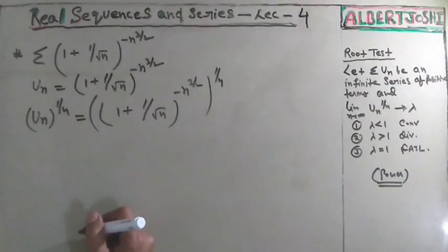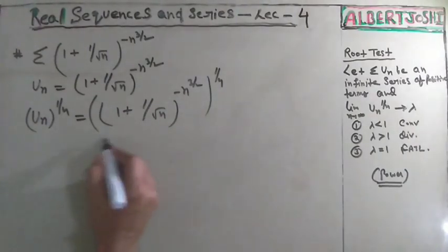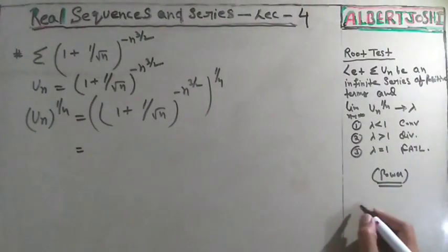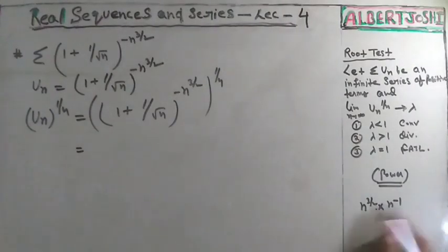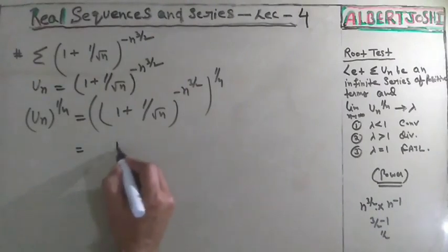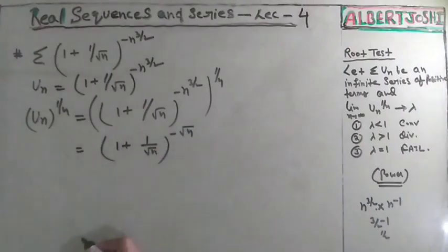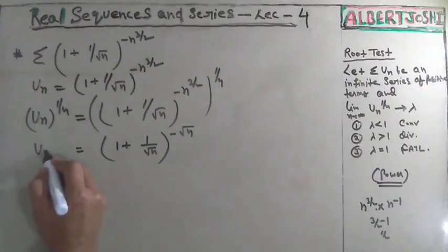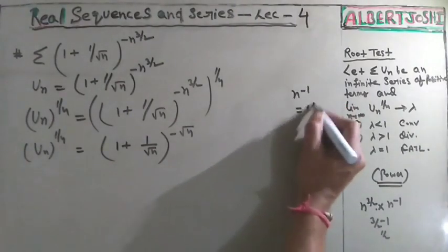In this condition, you will get n to the power 3 upon 2 multiplied by the power below, so n to the power minus 1, then this is 3 upon 2 minus 1, and 3 minus 2 is equal to 1 upon 2. This is n to the power 1 upon 2. So you are getting 1 upon square root n, that is root n. Now this is un to the power 1 upon n, and you know that n to the power minus 1 is equal to 1 upon n.